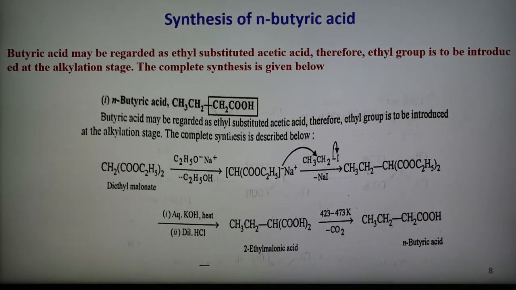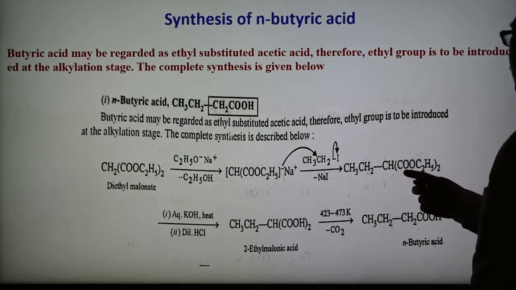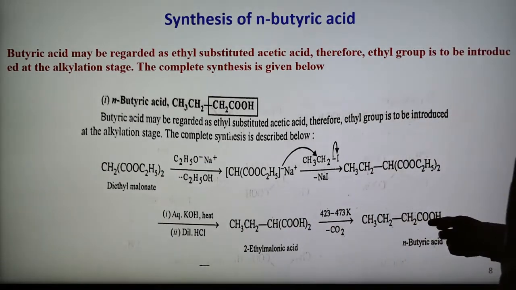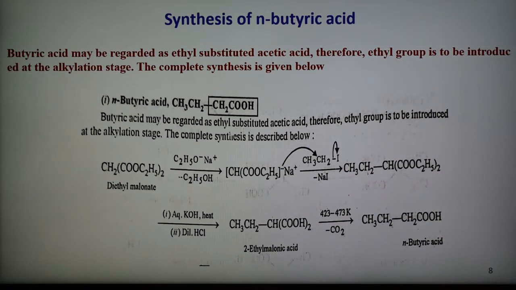So all the three steps are shown here step by step. This is the formation of enolate anion, this is alkylation, and this is hydrolysis and decarboxylation, and we get n-butyric acid. So all the three steps are here: formation of enolate anion, alkylation, and hydrolysis and decarboxylation.